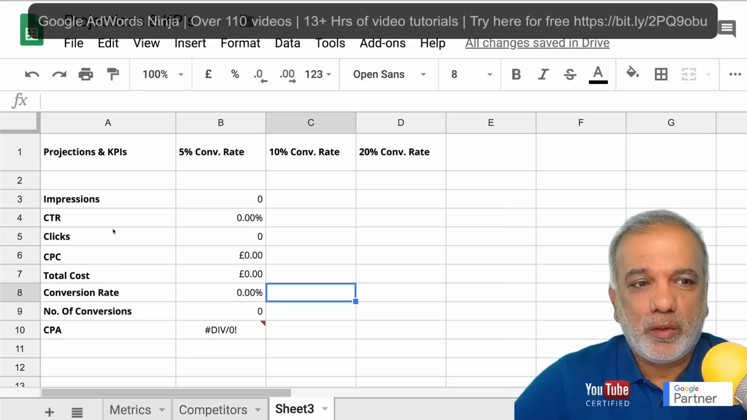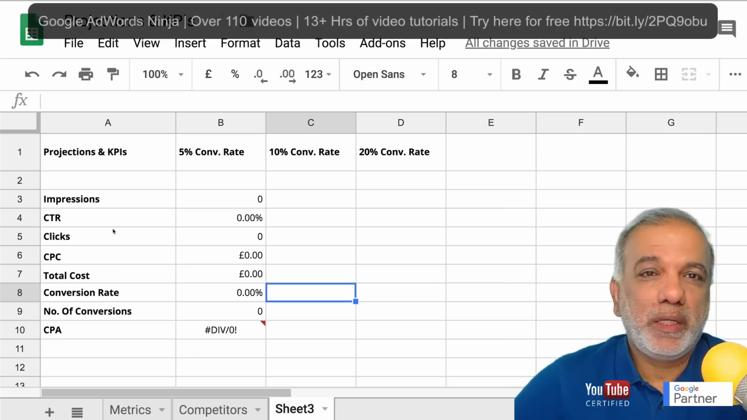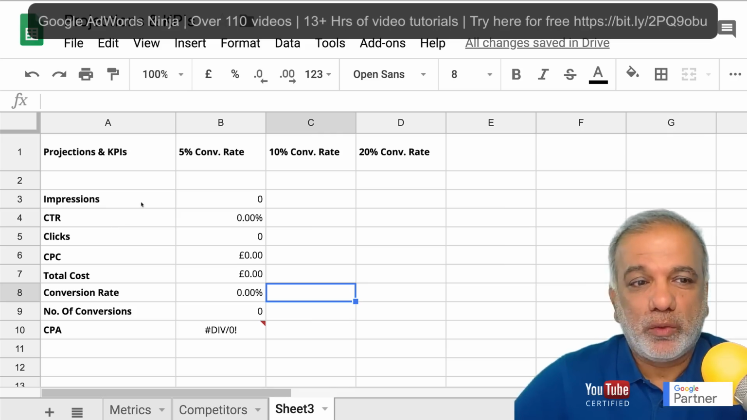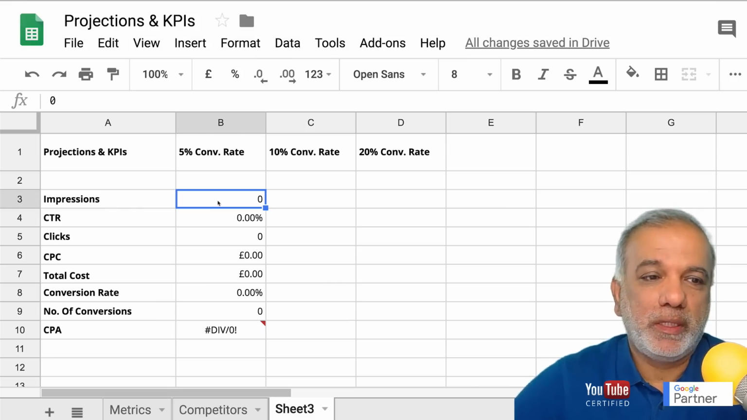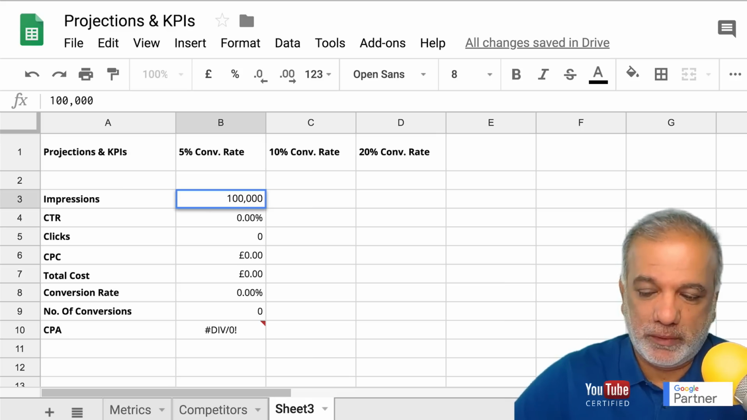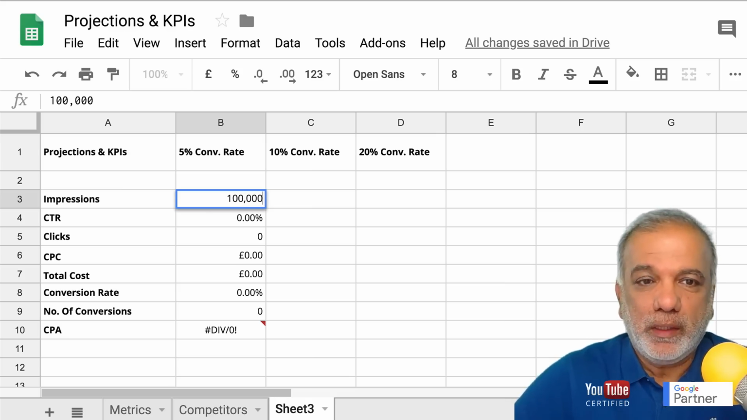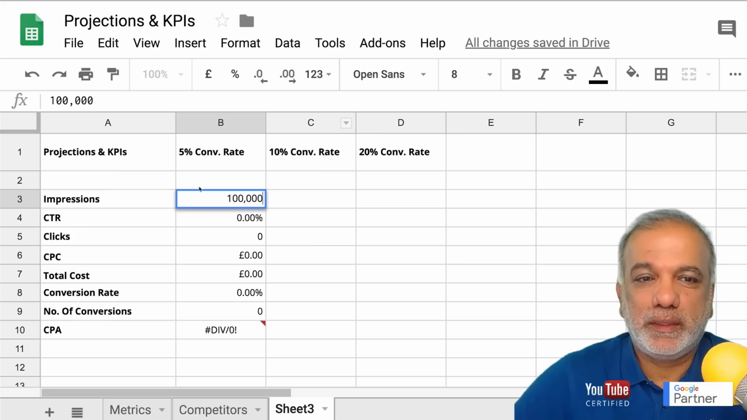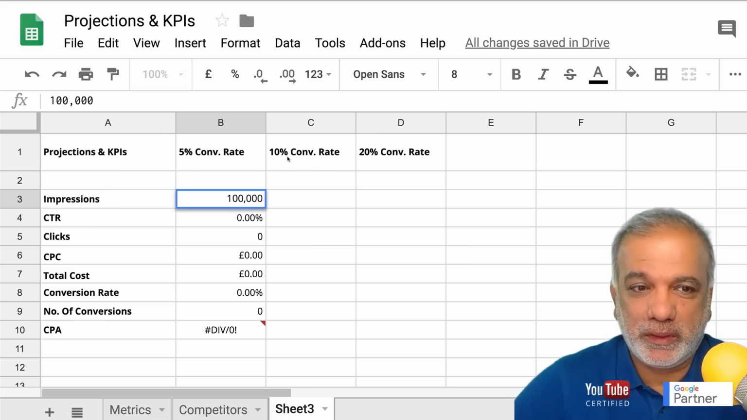Now, how do you know how much money or budget you would require to run a campaign? So this is how I project. I'll put in a number. Let's say I show my ads 100,000 times. So these are my impressions. And then I've got three columns over here. One is for 5% conversion rate, 10 and 20. And you can adjust or tweak accordingly, but these are some minimal numbers which I work with.